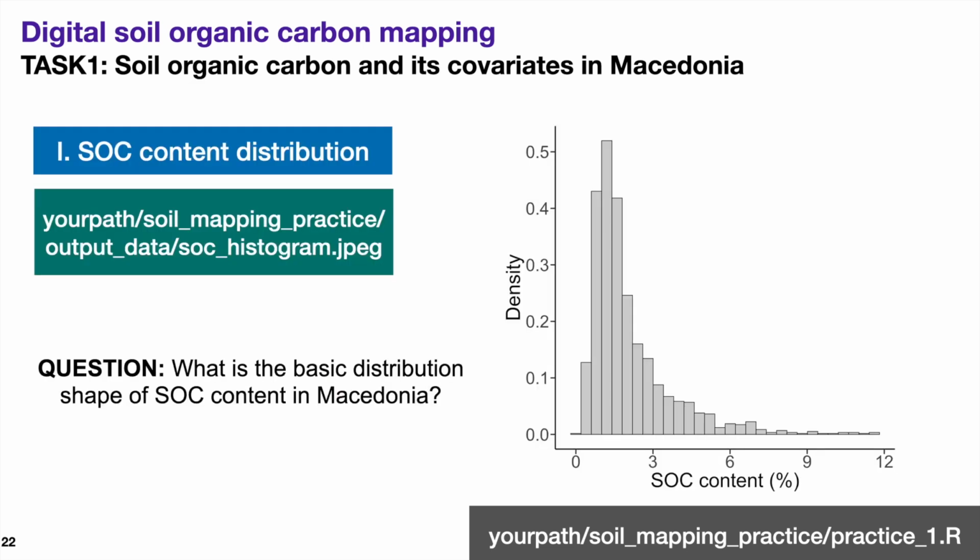Two figures will be generated from the first exercise. The first one is the basic distribution of observed soil carbon content in Macedonia. And actually, I have a question for you here. How would you describe the basic distribution shape of soil carbon? Do you think data with this kind of distribution shape can be easily predicted or not?